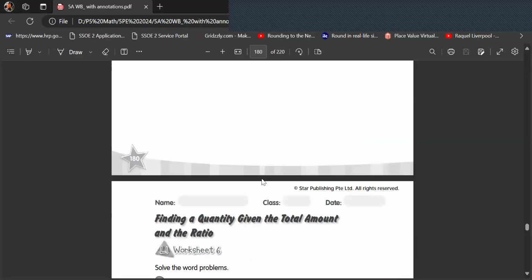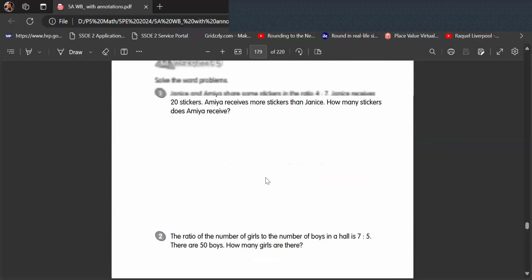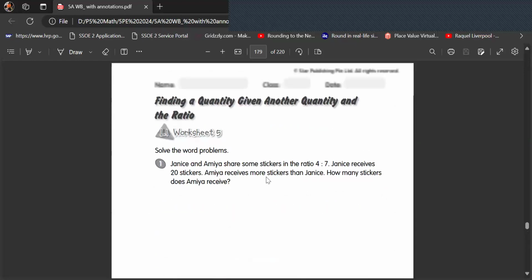So if I look at this set right now on page 179, it's going to be a lot more enjoyable because it's given one quantity as well as the ratio. So it's like the previous page in a word problem format. Okay, so Pranavika already went through this one.